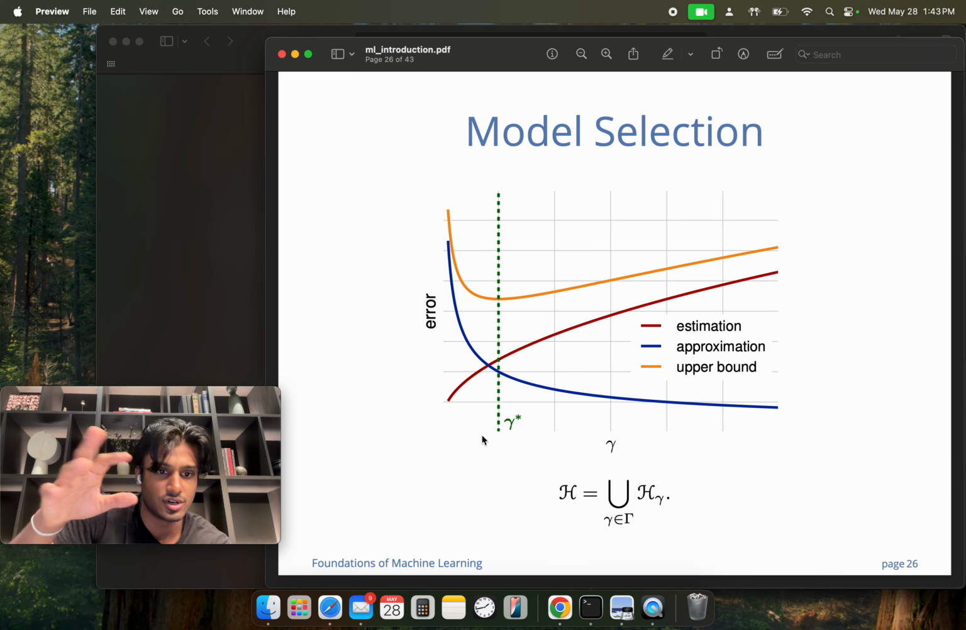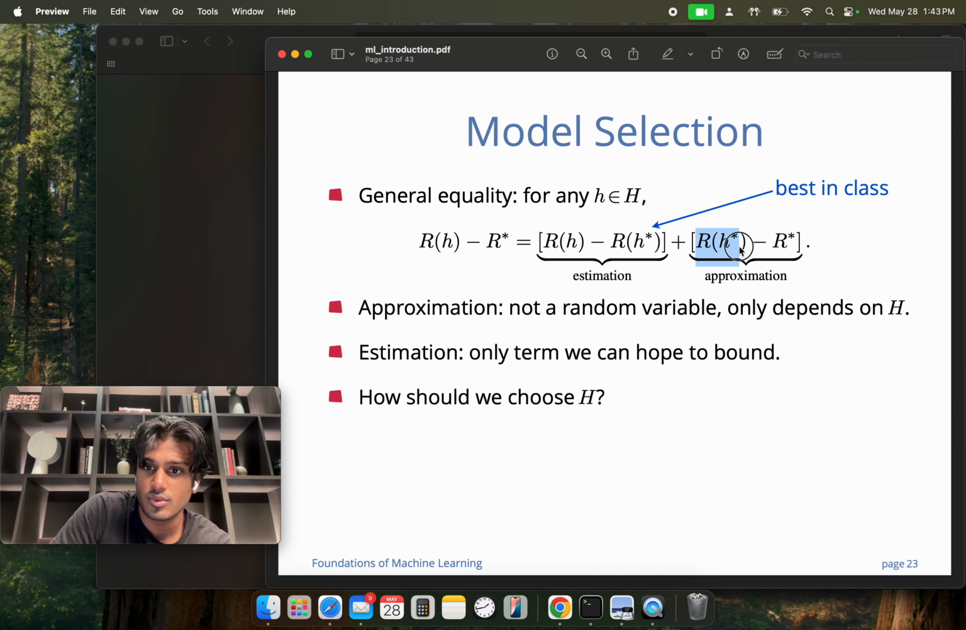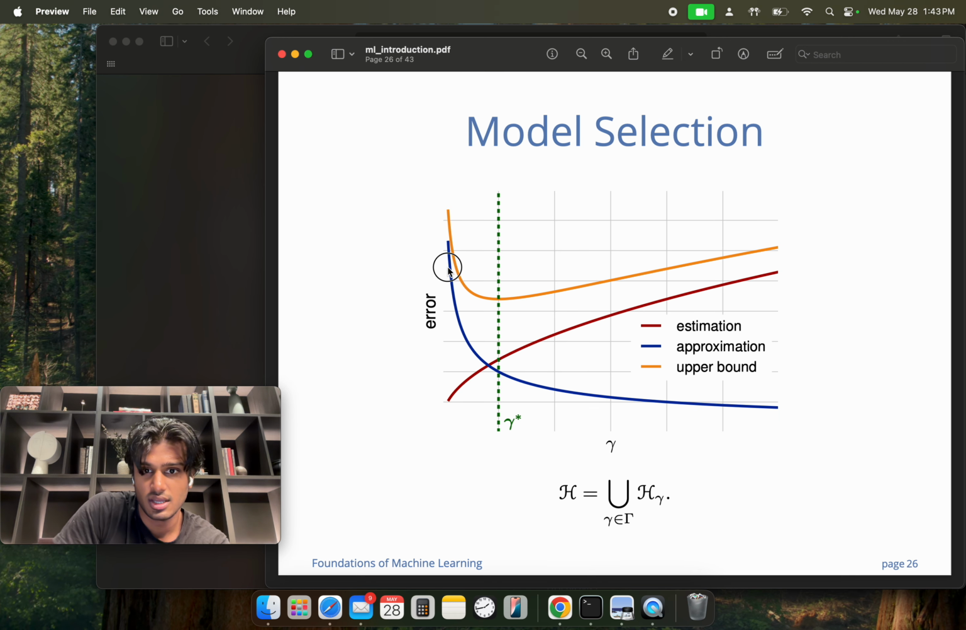Let's say gamma is some sort of a complexity measure, some sort of a complexity term. If you start increasing gamma, you're going to see that the approximation error decreases a lot. And what was approximation error? Approximation error was the best in class to the Bayes error. Bayes error is 0, let's say. So as you keep increasing the complexity, you start putting in more and more functions: add neural networks, add LSTM, add transformers, add every possible model that you can. Surely the best in class can only go down, right? And that's what happens. Oh, sorry, the approximation error goes down.